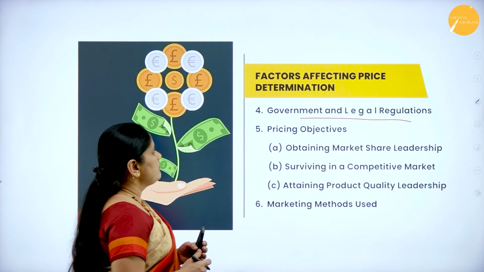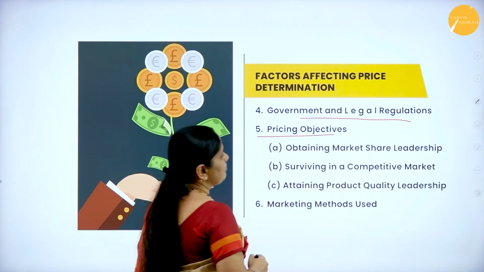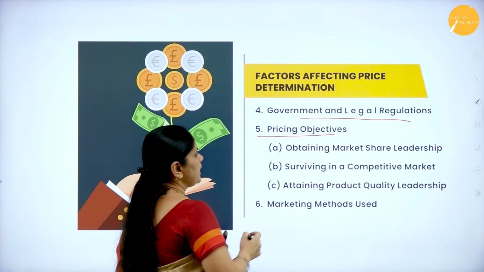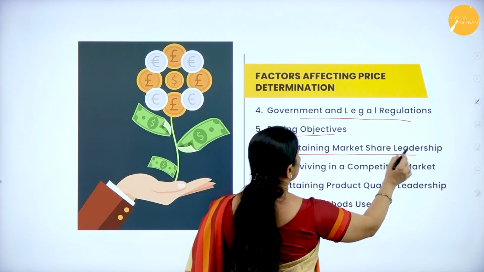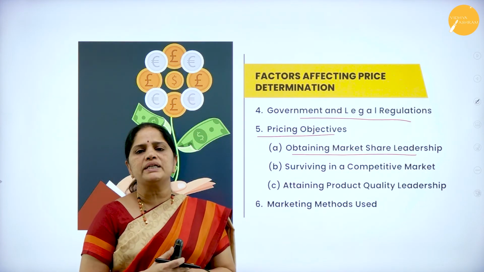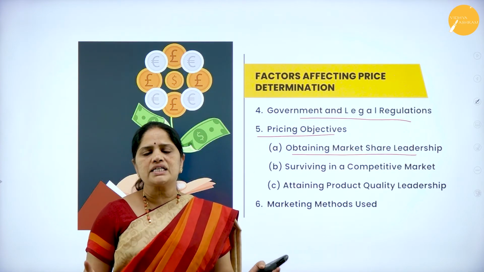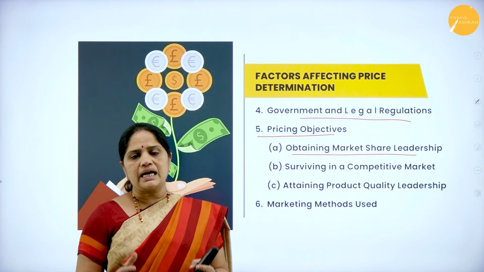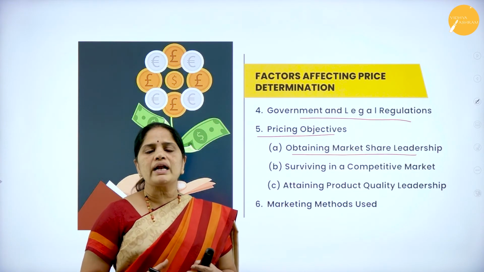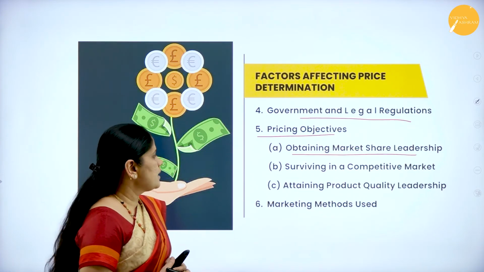Then the next factor affecting the price determination is the pricing objective. Now, what are the pricing objectives? Obtaining market share leadership. Now, if the manufacturer has the objective of having a greater market share, then he can always go in for price cutting, so that when he reduces the price, it becomes more attractive to more customers and they come in and purchase such products.